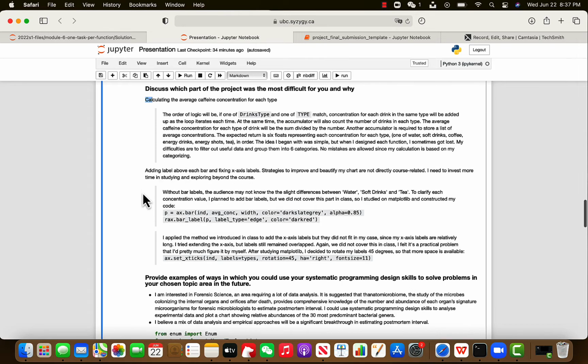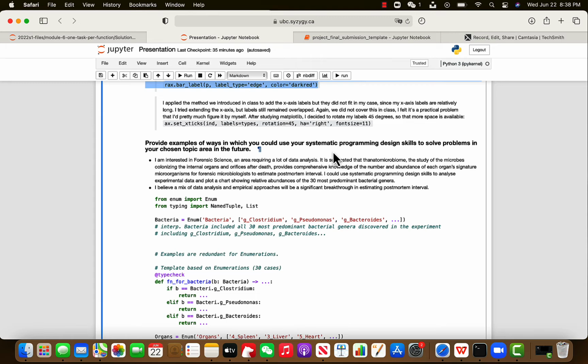And the second difficulty is adding labels above each bar and fixing x-axis labels. Strategies to improve and beautify my chart are not directly course-related, so I need to invest more time in studying and exploring beyond this course. Now, how to apply these skills to solve problems in my chosen topic area in the future.